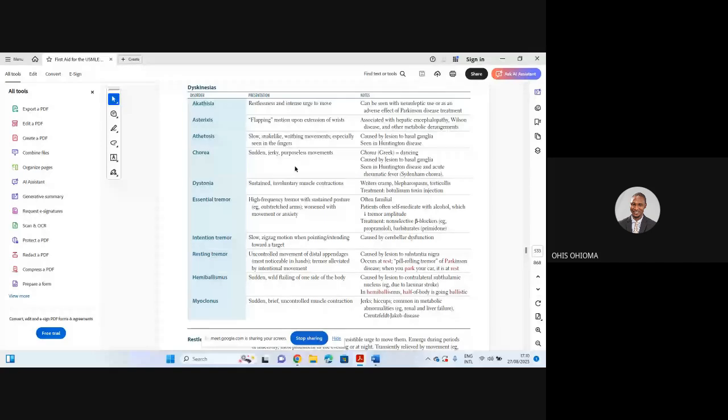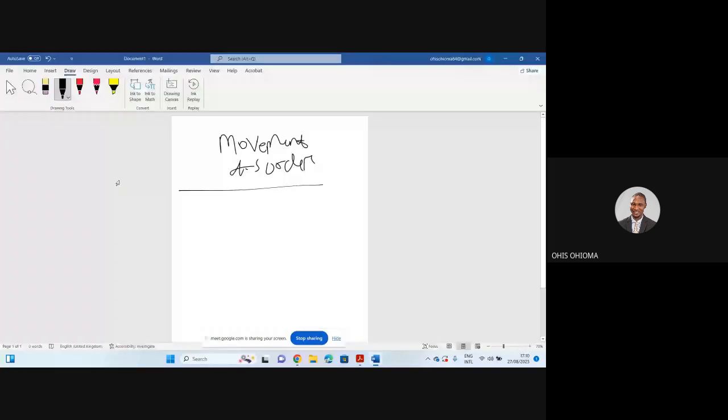But what is even more important is knowing the lesions, the particular part of the brain that's affected in these disorders. But before I dive into that, I would like to talk about tremors first, because tremors are very high yield in the exams. So we have essential tremors, intentional tremors, and resting tremors.